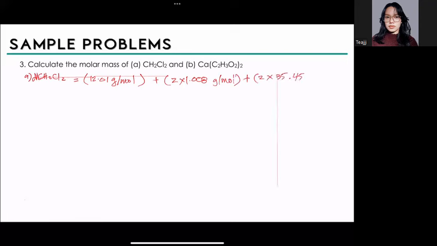35.45 grams per mole. Now, if hindi nyo pa kabisado yung mga atomic weights na ginagamit ko dito, you have to look at ptable.com. Okay?